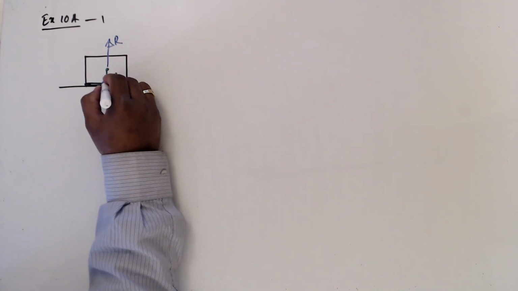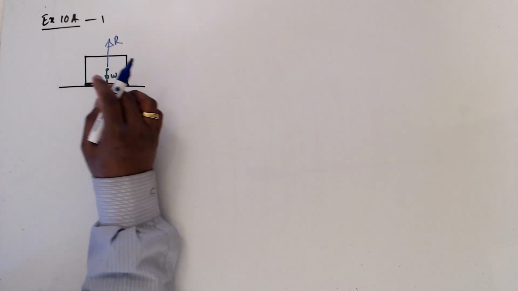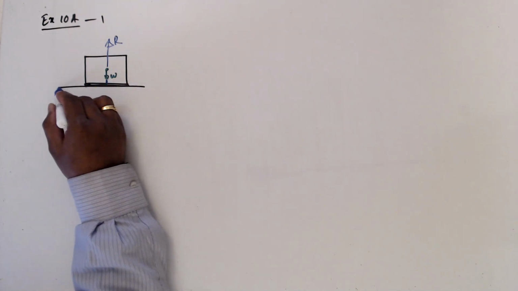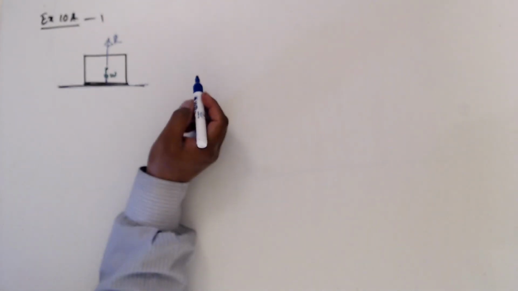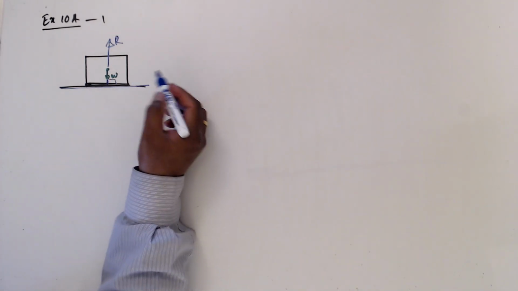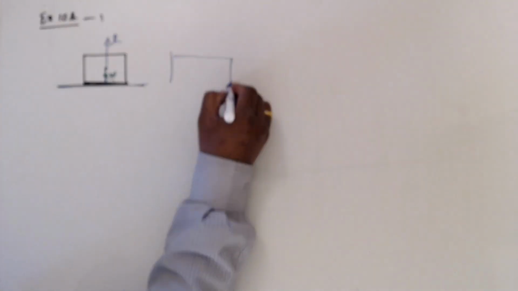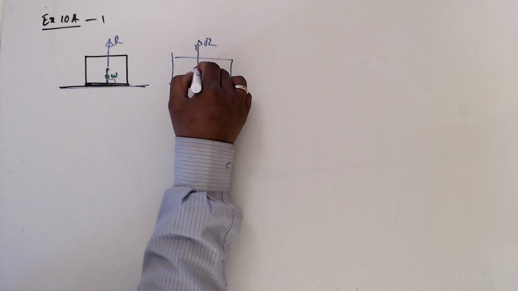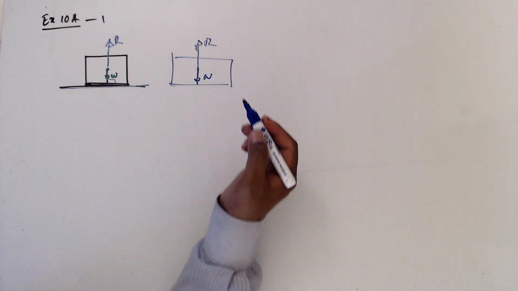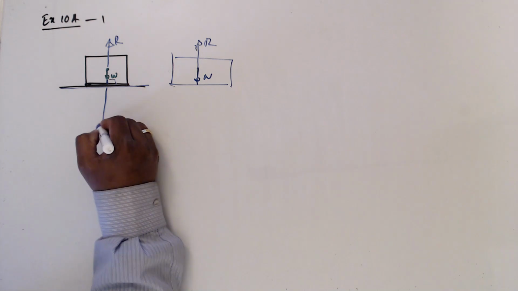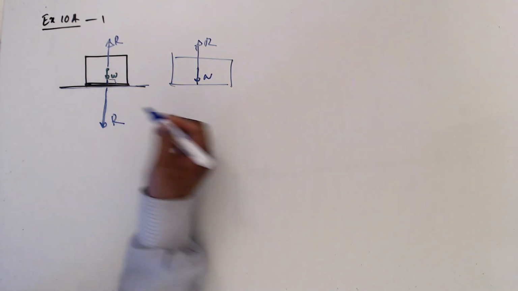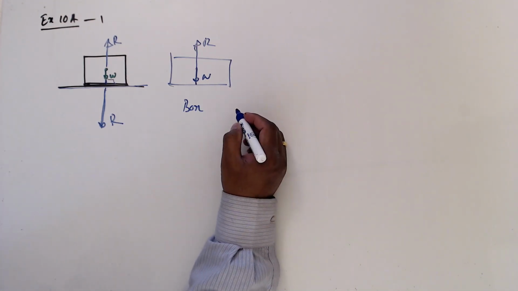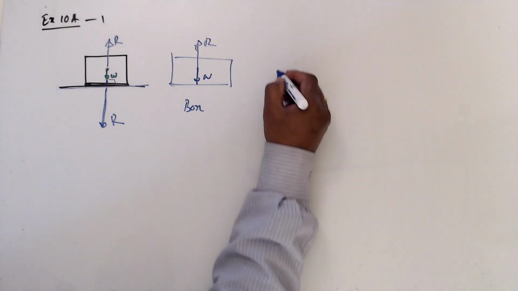R is the normal reaction, because when two surfaces touch together, the normal reaction occurs perpendicular to the surface. So this is 90 degrees. If I show this separately, this is the box, and this is R, and this is W, and this is the R for the table. So this is the force diagram for the box, and this is the force diagram for the table.